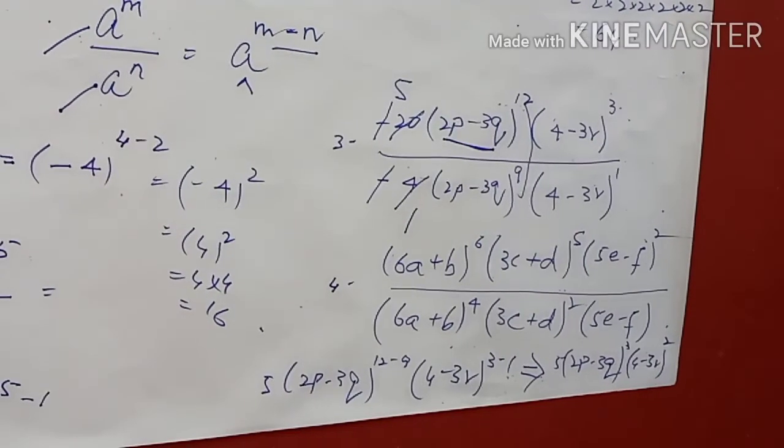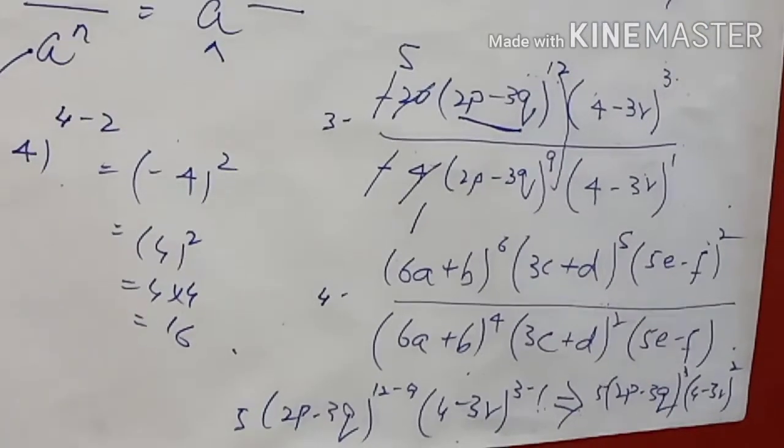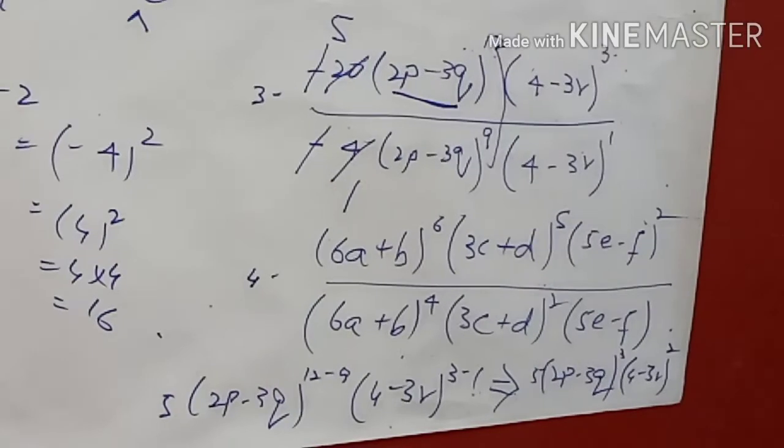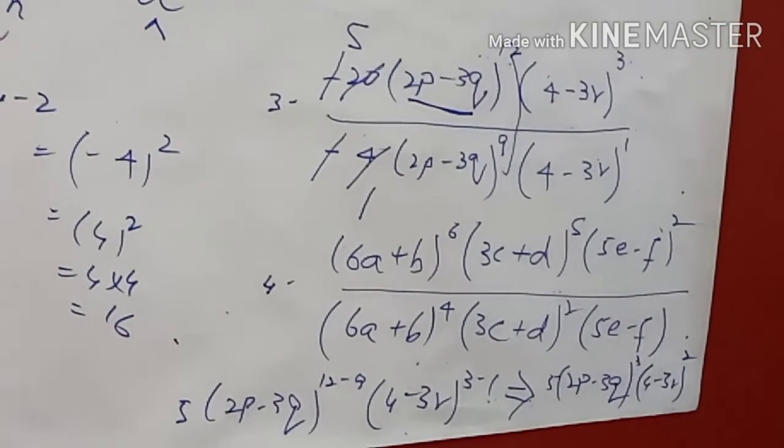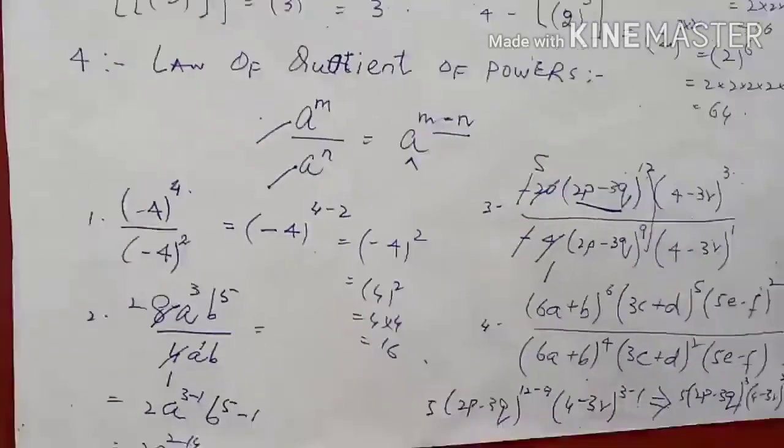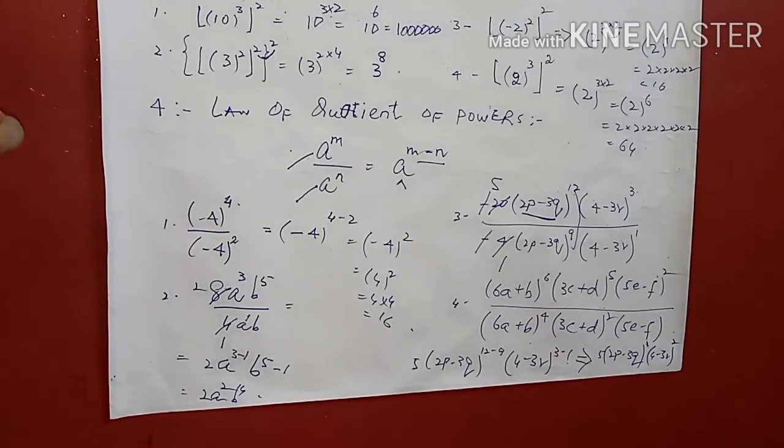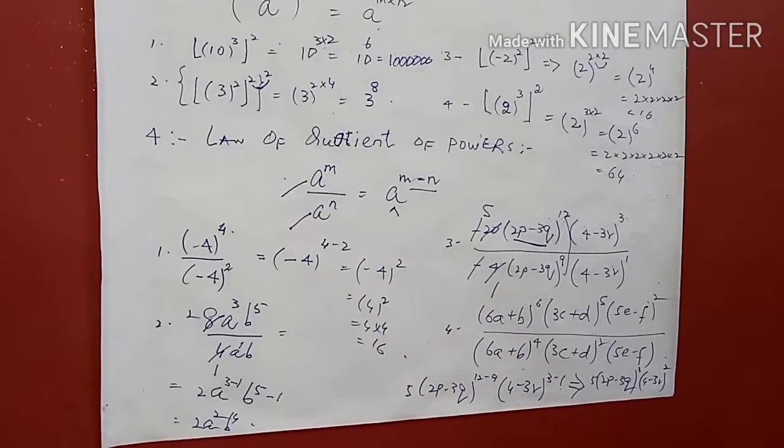So these are the two laws: the law of the power of a power and the law of the quotient of the power. But in this law, number 4, the quotient has the same base. If they have different bases, we do not subtract them.